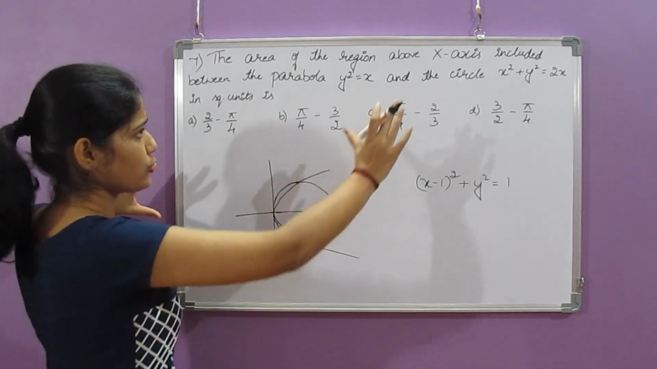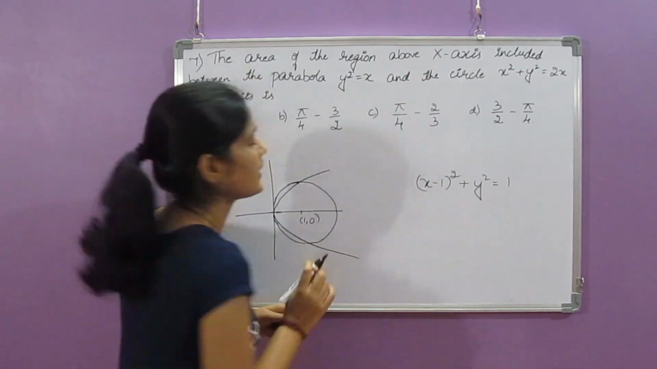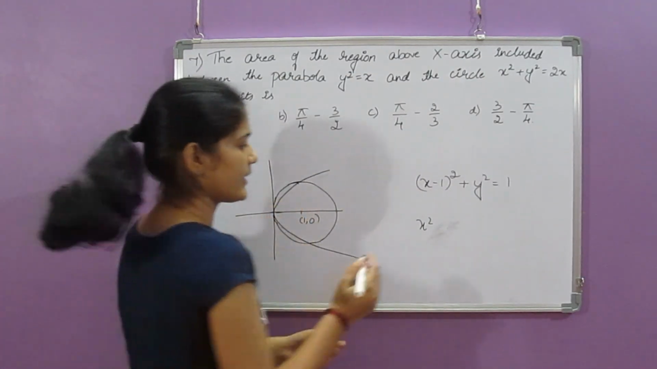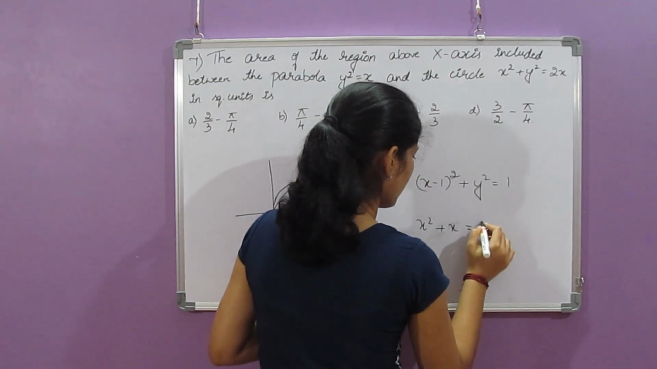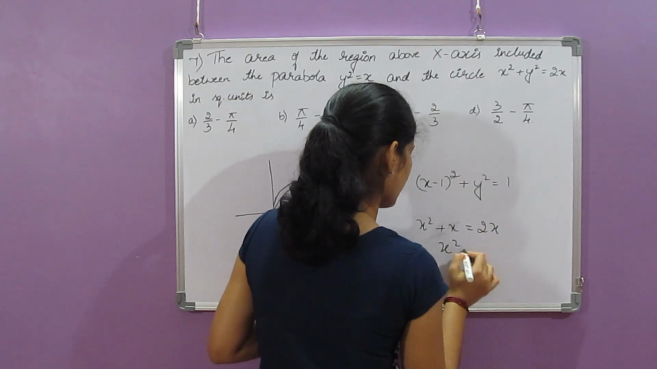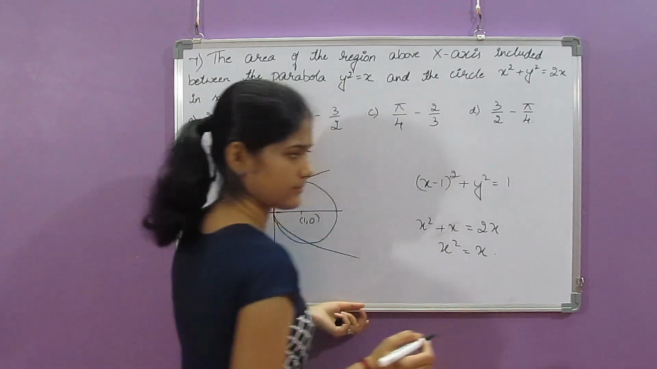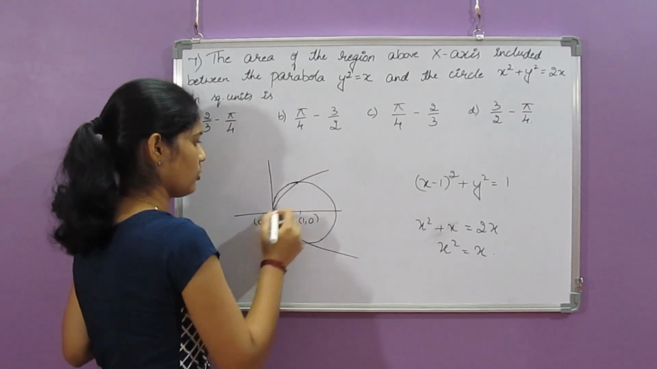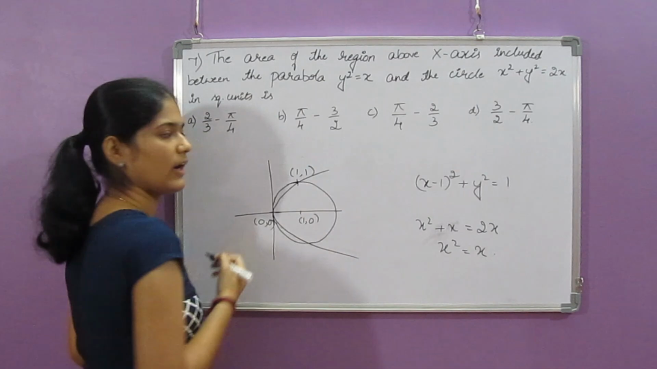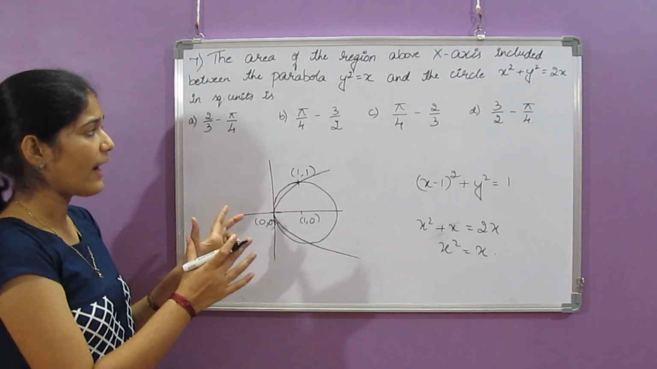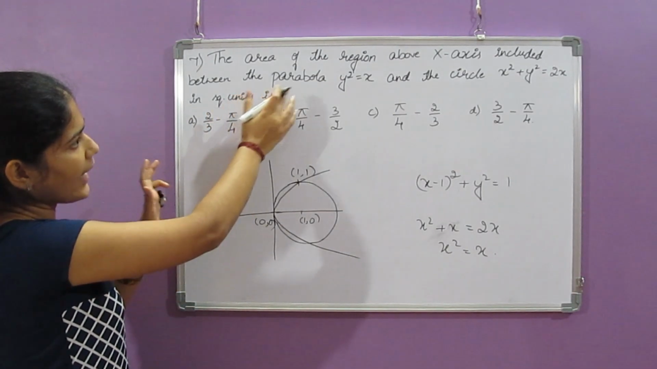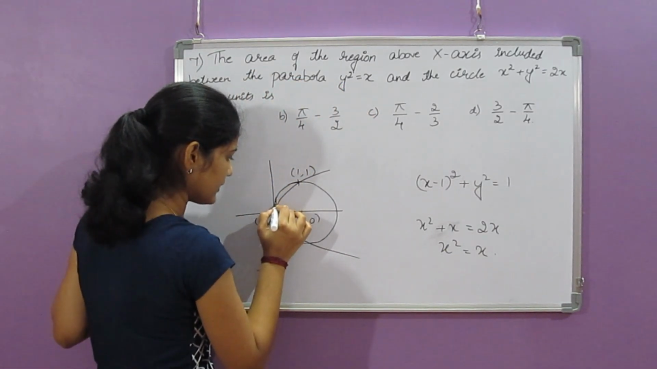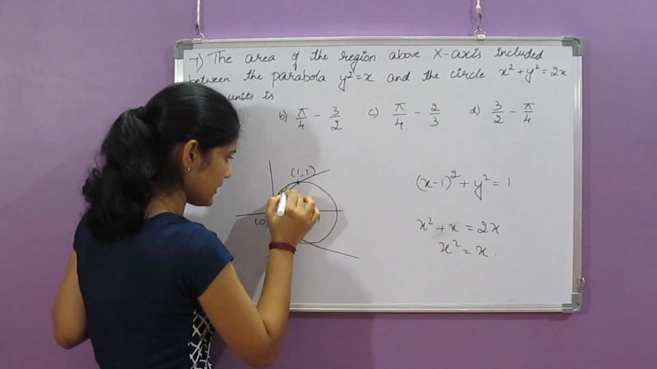And these two curves meet where, let's substitute y square is equal to x in that equation. That means we will get x square plus x is equal to 2x. That means x square is equal to x. So the points where these two curves meet are (0, 0) and the point (1, 1). Now we have to find the region between the parabola and the circle above the x-axis. That means we have to find the area of this region.